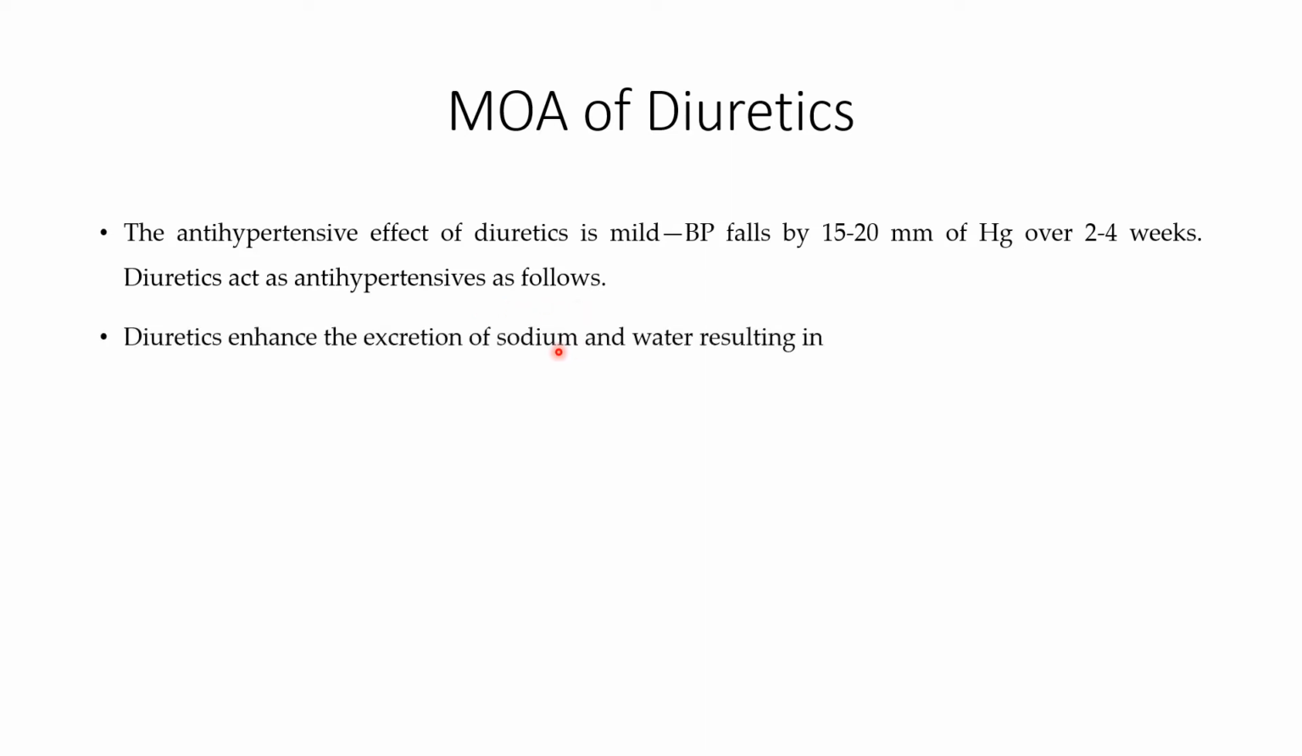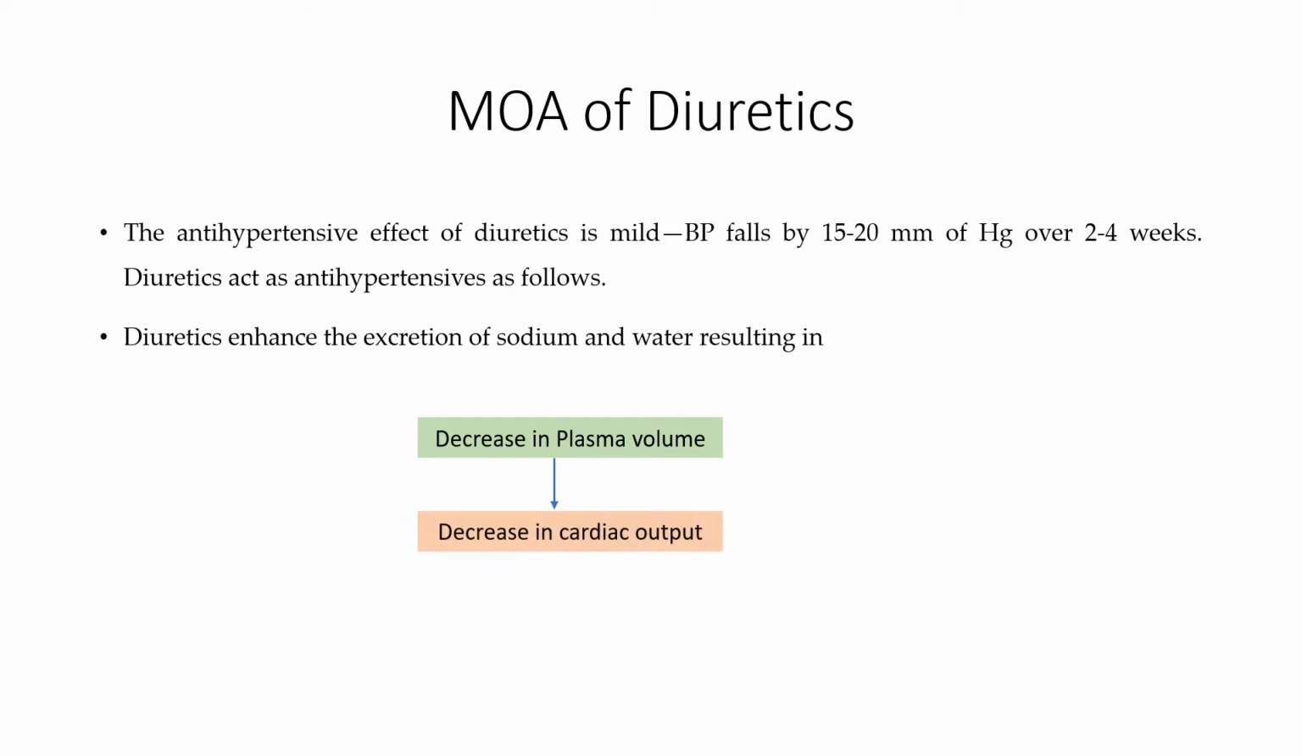Basically, diuretics enhance the excretion of sodium and water, and whenever sodium and water excretion is enhanced, it will decrease the plasma volume, and when the plasma volume decreases, it will decrease cardiac output and thereby decrease the blood pressure. So this is how the diuretics act.